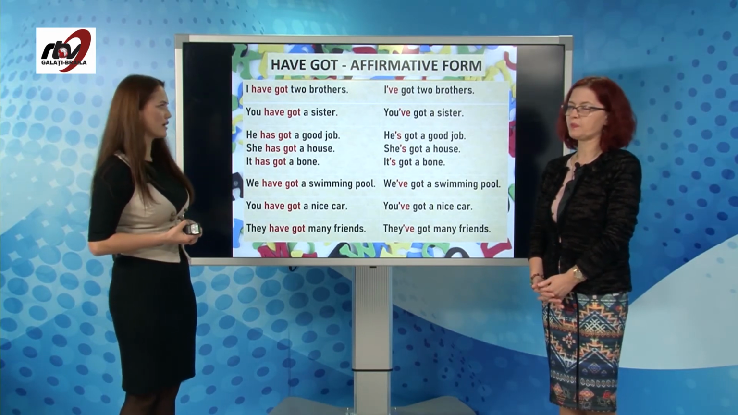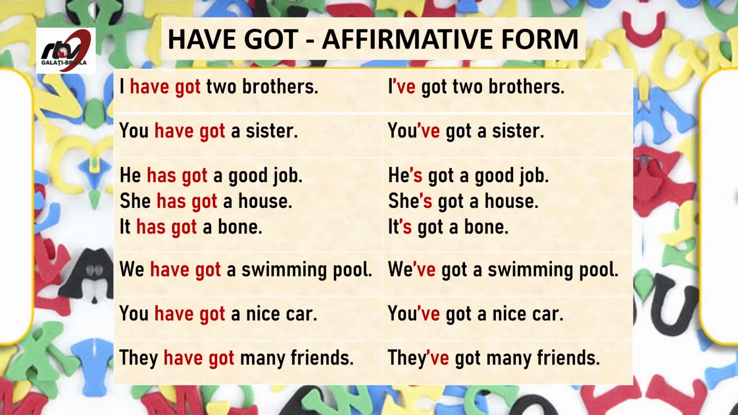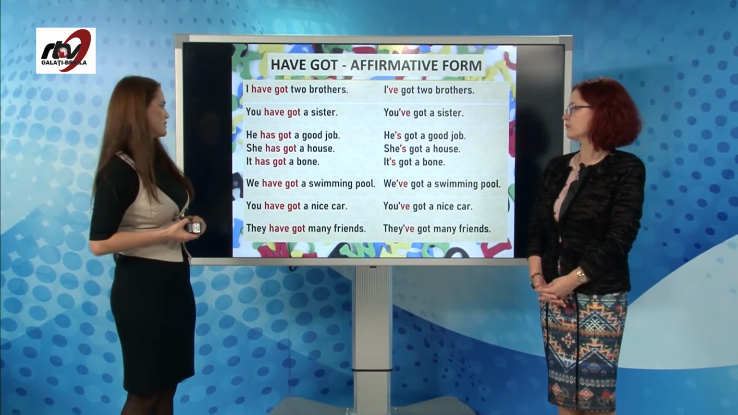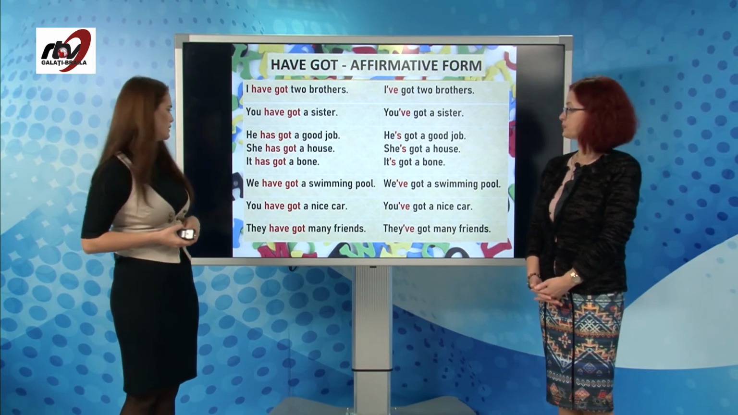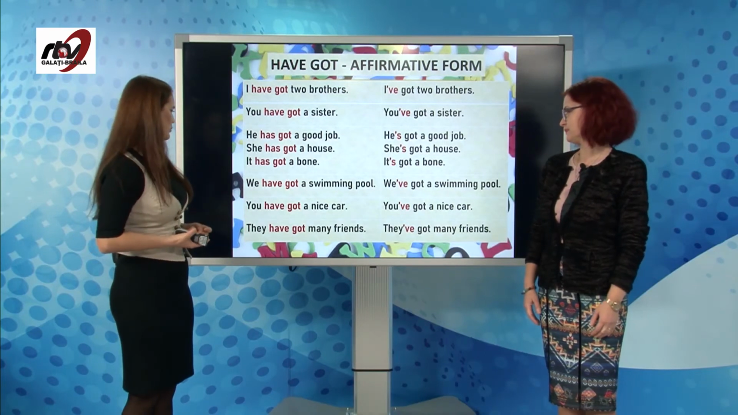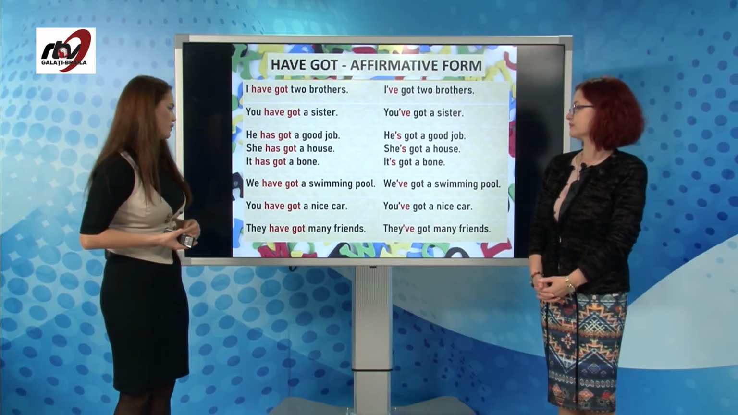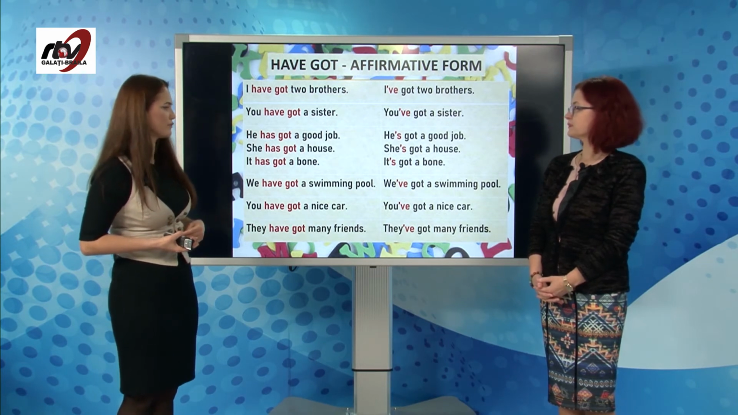You have got a sister. You've got a sister. He has got a good job. He's got a good job. She has got a house. She's got a house. It has got a bone. It's got a bone. We have got a swimming pool. We've got a swimming pool. You have got a nice car. You've got a nice car. They have got many friends. They've got many friends.